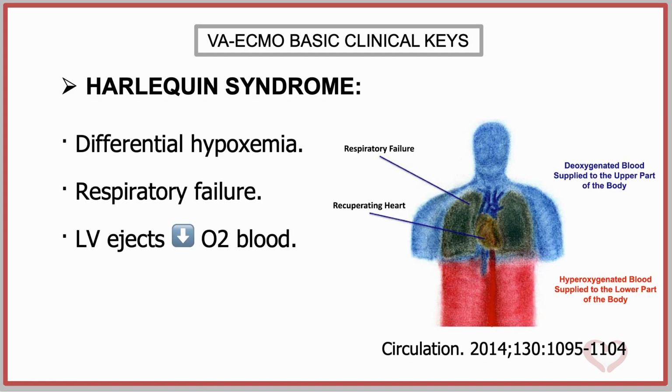A unique phenomenon observed in peripheral VA-ECMO is differential hypoxemia, also known as Harlequin syndrome or north-south syndrome. This occurs when poorly oxygenated blood, due to respiratory failure, ejected by the recovering left ventricle, competes with oxygenated ECMO blood in the aorta. As a result, the upper body and coronary circulation may receive inadequately oxygenated blood, despite apparently satisfactory ECMO support.